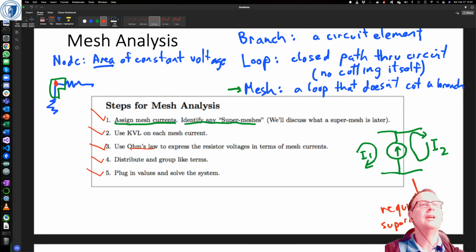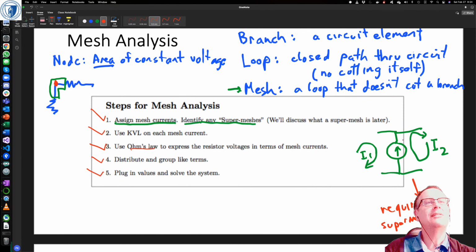Excuse me, Professor. Yeah, go ahead. Do both mesh currents need to be moving in the same direction? No, so that's one thing. It's sort of implied in the statement assign mesh currents. It's completely up to you which direction you draw those currents. It doesn't matter which way you draw them.